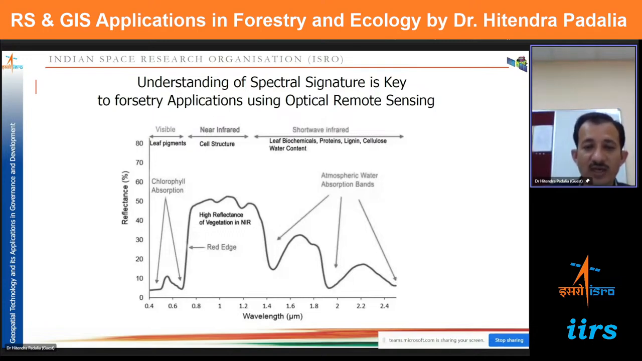Also with respect to soil, how dry soil and moist soil behave differently. For example, when a soil is rich in iron content, how it behaves. When it is rich in organic matter, how differently it looks. So all these aspects you have to understand.